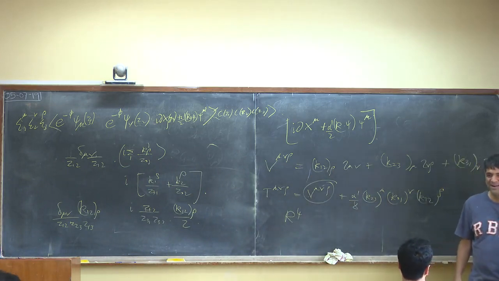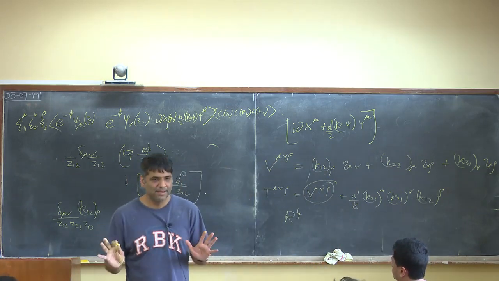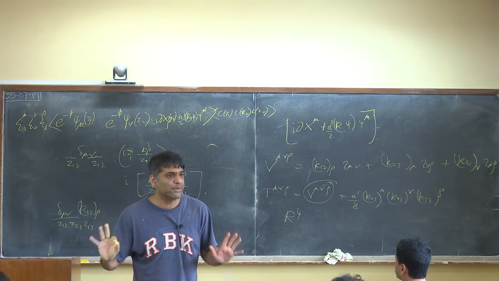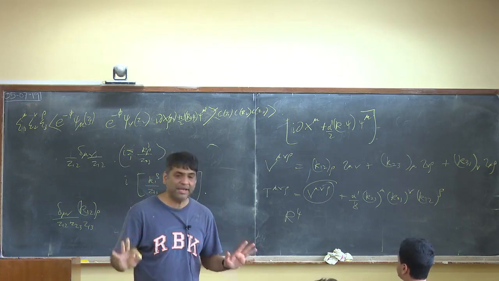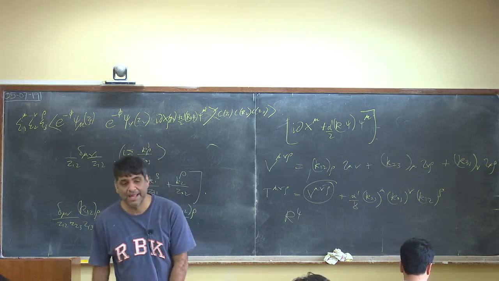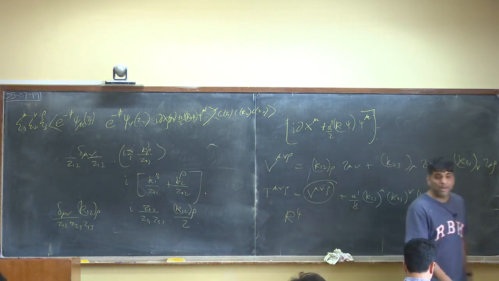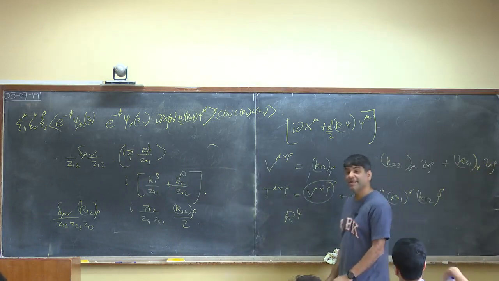Excellent. Now, I went through this a bit fast, but it was clear, right? Were there any questions or comments? Anything that was unclear? Okay. Now, next question for you guys. How will 3 graviton scattering be in the heterotic string?